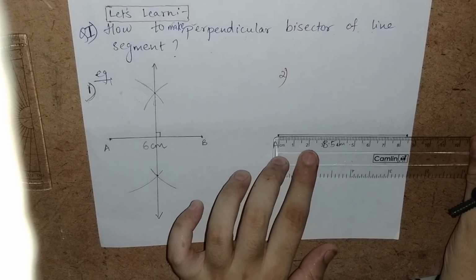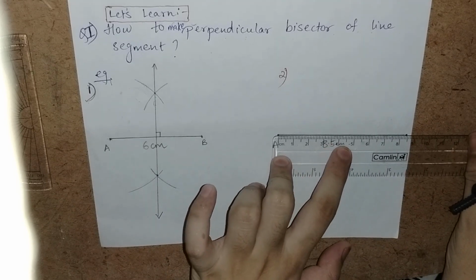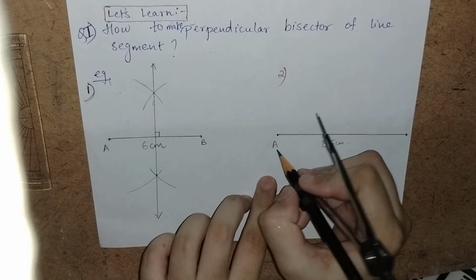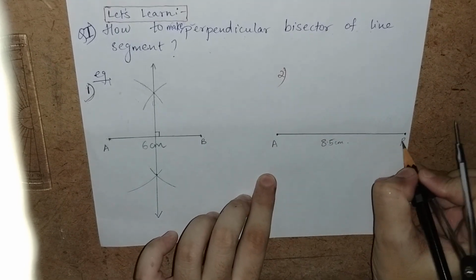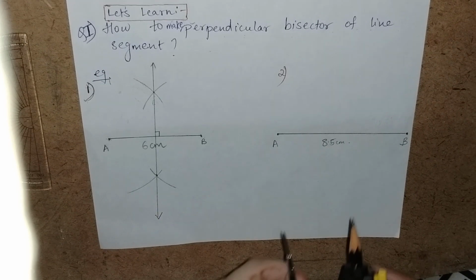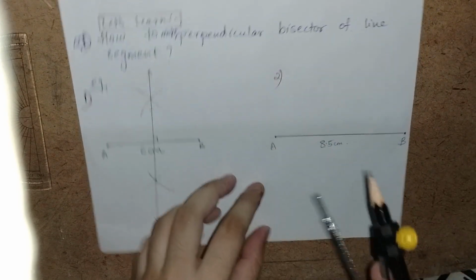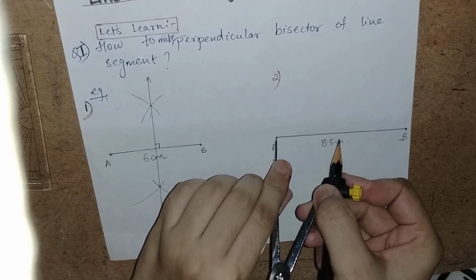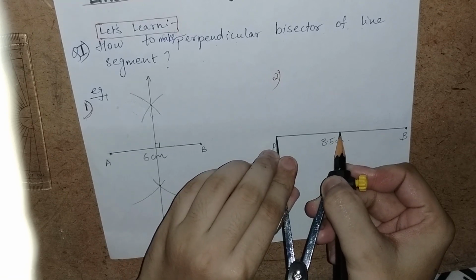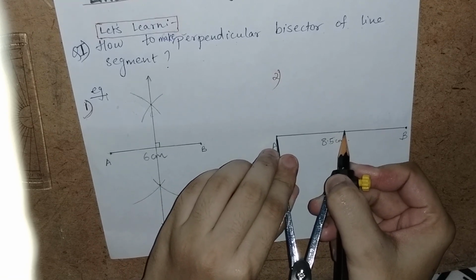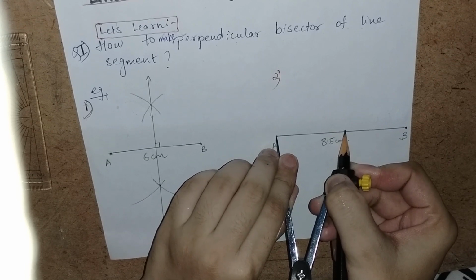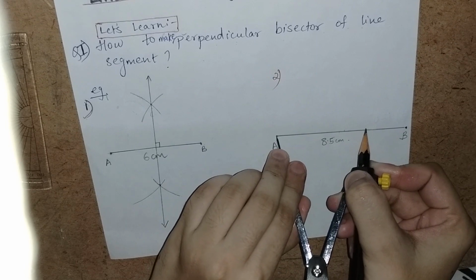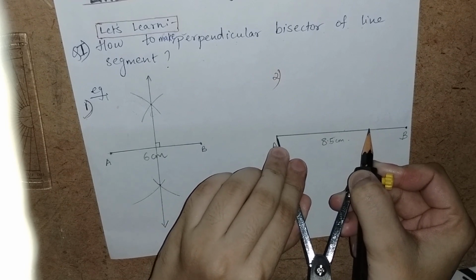See, now this measures how much? 8.5. This is given the name A, B. Then what do we have to do? Keep the pointer at one end, extend. This is approximately half of the line segment. Extend it. Why? Because I have said more than half. So this is more than half.